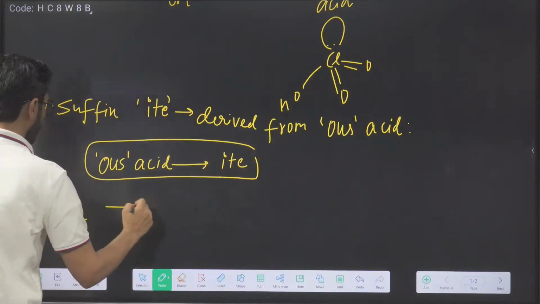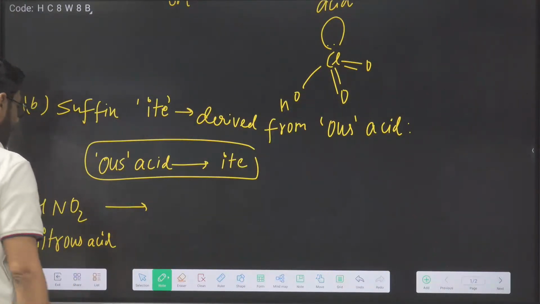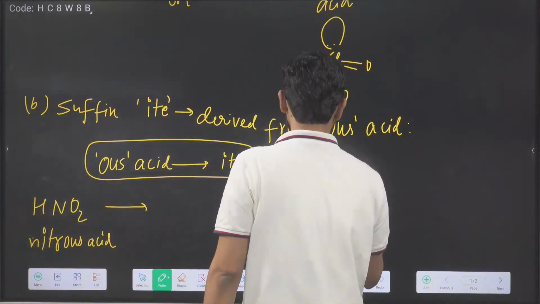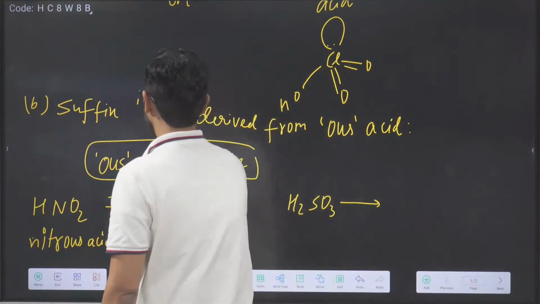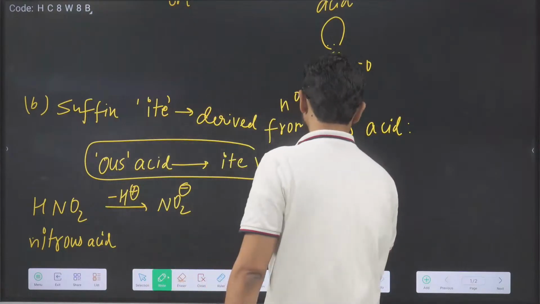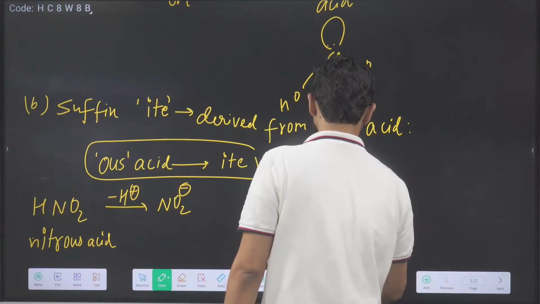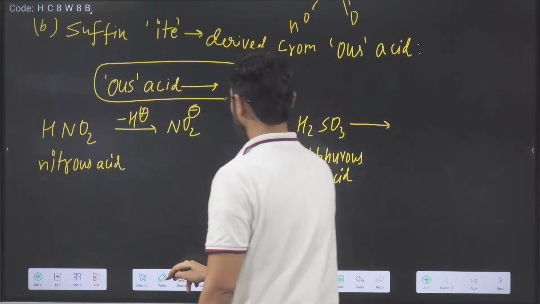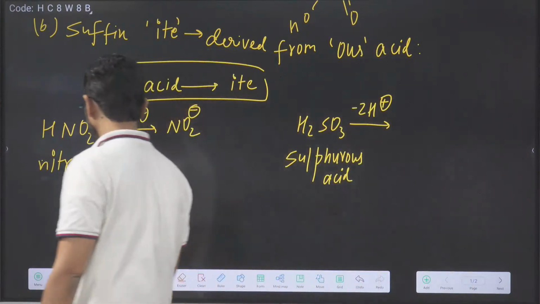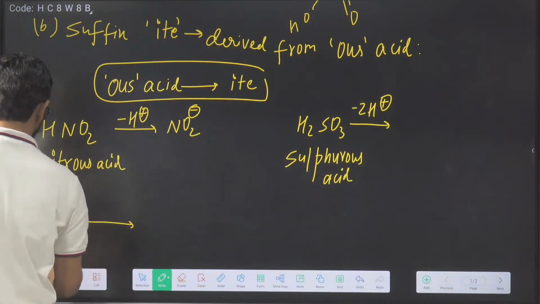Like HNO2, its name is nitrous acid. H2SO3, sulfurous acid. H3PO3, phosphorous acid.